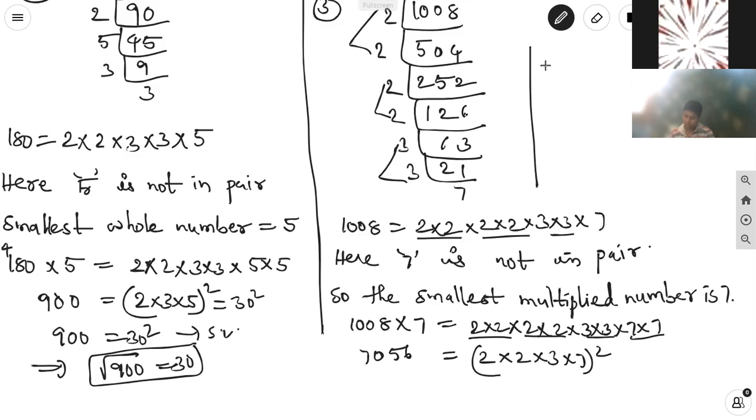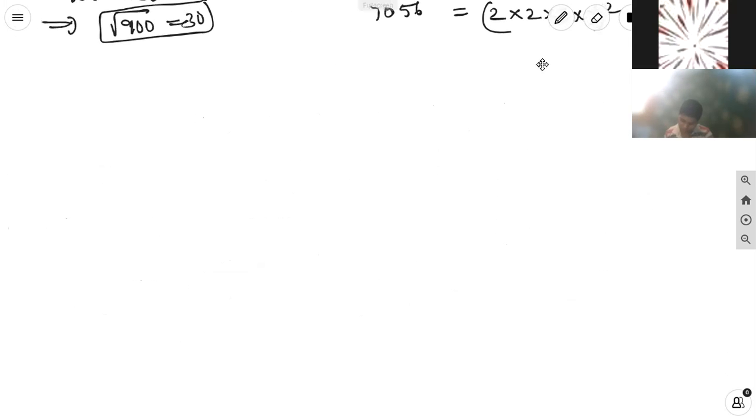Here 7056 is equal to 2 2s are 4, 4 3s are 12, 12 7s are 84. 84 whole square. Now 7056 equals 84 whole square. Square root of 7056 equals 84. Here the square number is 7056. Square root of 7056 is 84. Fourth problem.